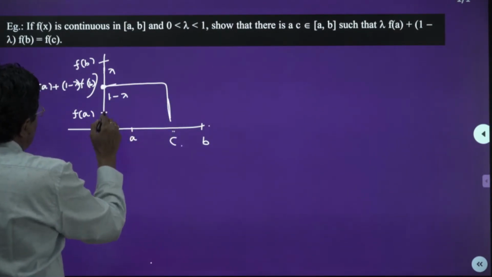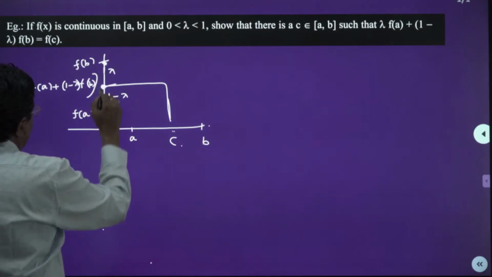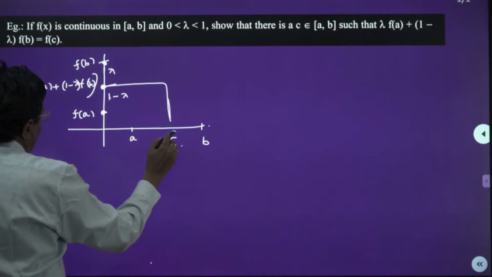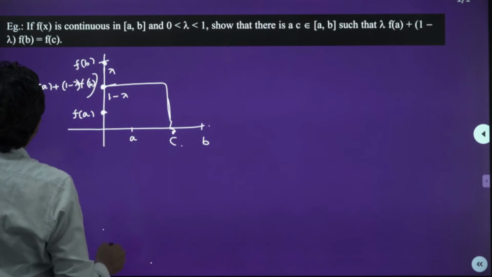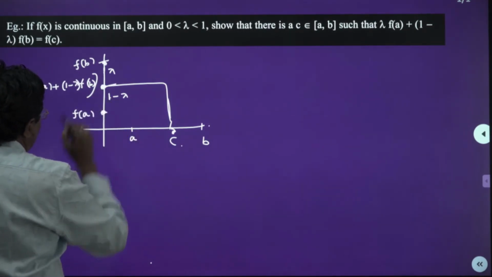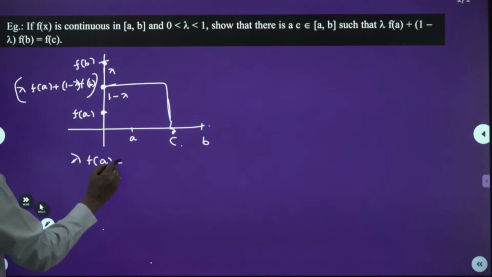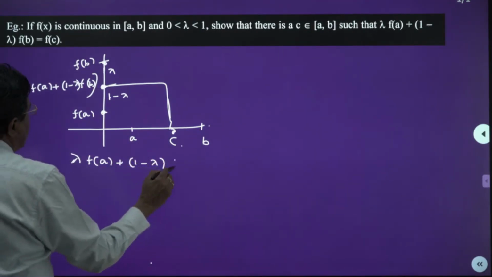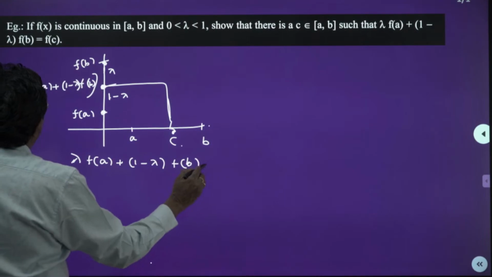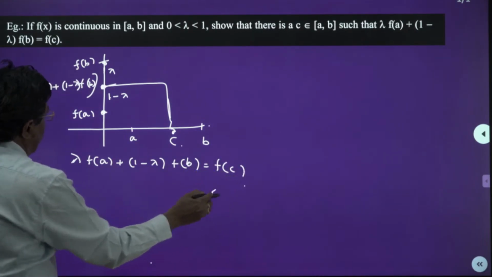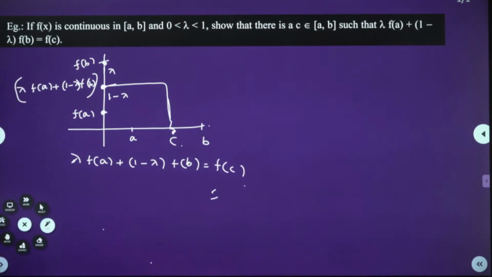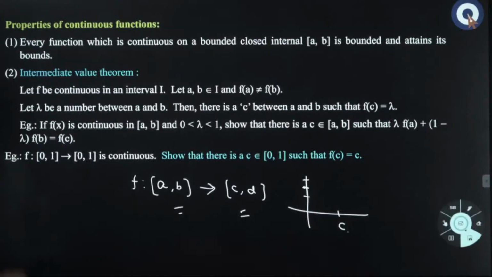So obviously this has to be an internal section. Therefore, for some C corresponding to some C here, we should have this, so that this becomes f of C. So therefore, lambda into f of A plus 1 minus lambda into f of B is equal to f of C. Hope this is understood. The problem has been proved by just using the section formula.